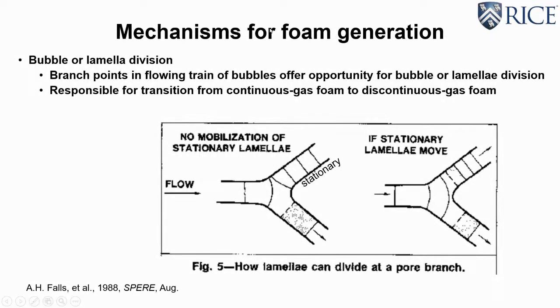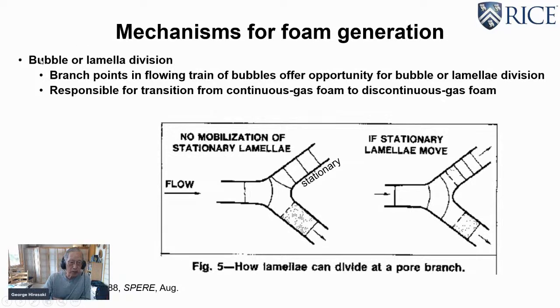Let's examine the mechanism for foam generation. We'll look at bubble or lamella division. Well, we already looked at capillary snap-off, but there's lamella division. Branch points in a flowing train of bubbles offer opportunity for bubble or lamella division. And this is responsible for the transition from continuous gas foam to discontinuous gas foam. So let's look at what happens at low pressure gradient.